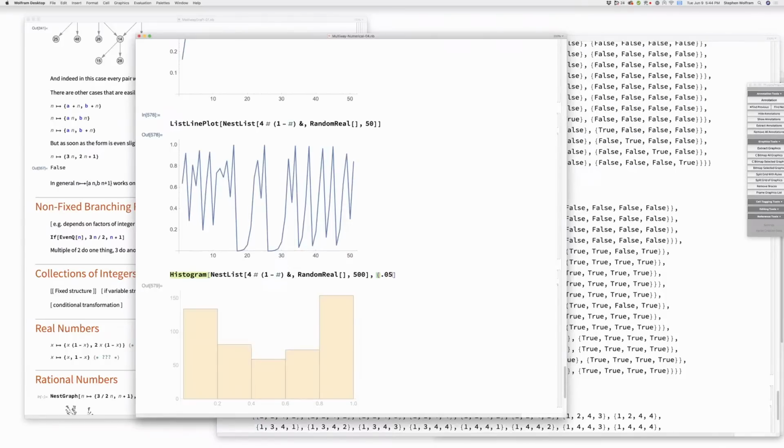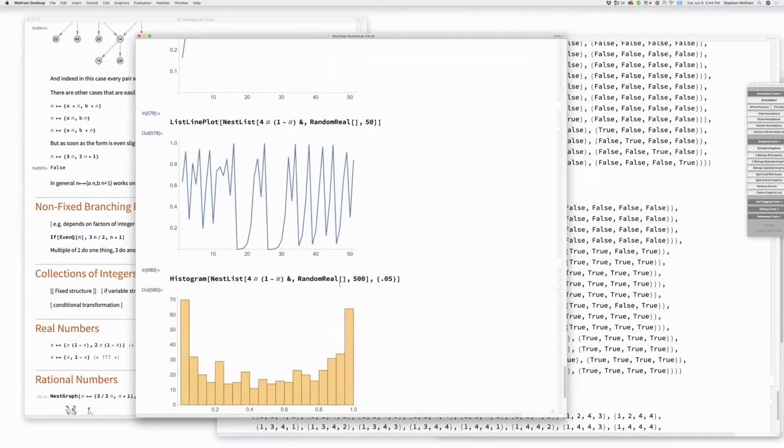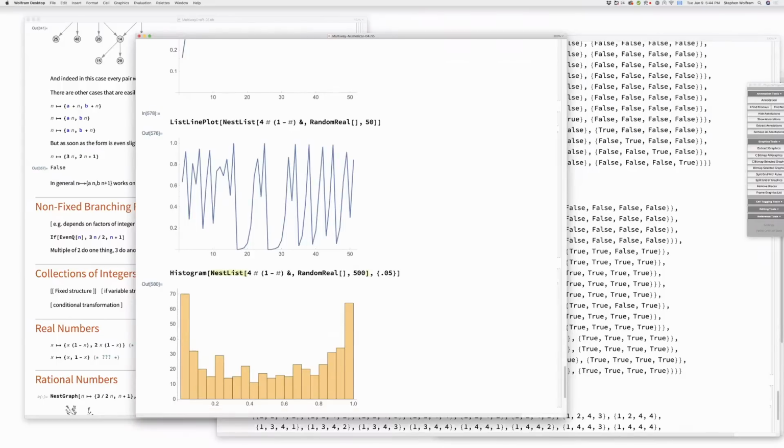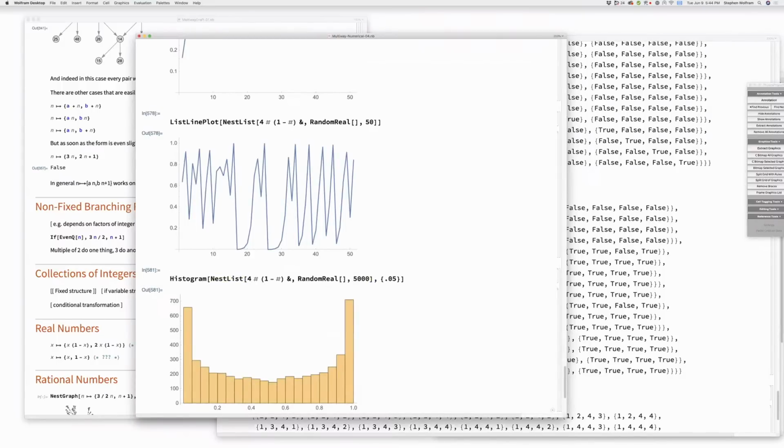It's square root of 1 minus x squared or something. So this is like, let's do 0.05 here. Yeah, let's go 5,000 of these. Yeah, that's going to be the square root of 1 minus x squared, I think. Okay, so that's the distribution of values that we get from this.